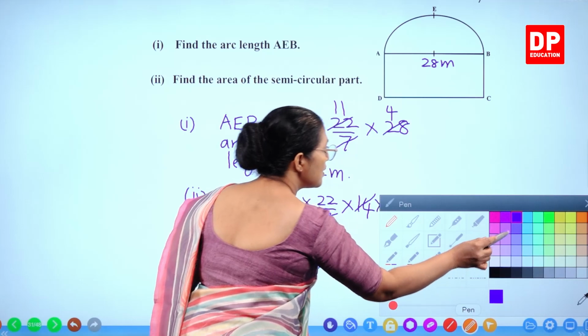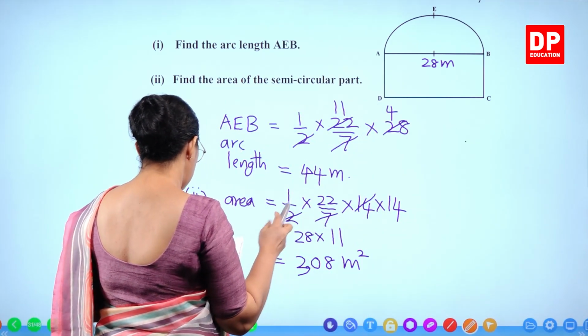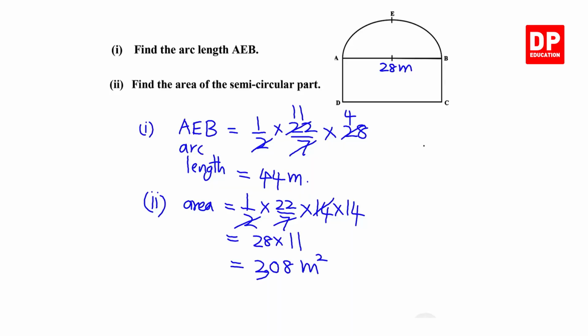So what are the marks? You can give it to these two. 2 marks for the first part and 2 marks for the second part.